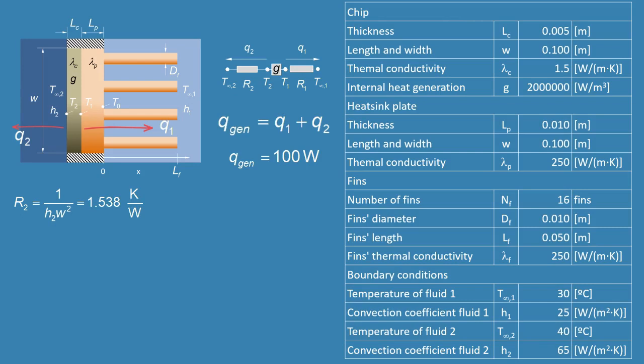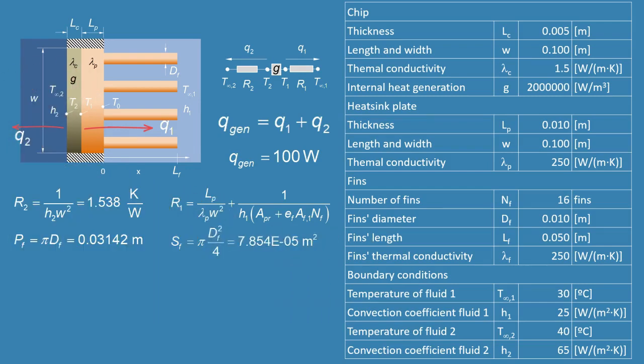The thermal resistance R2 is the convection resistance of a plane wall. The calculation of R1 is more complex. For one fin, the perimeter is pi times the diameter, and the cross-sectional area is that of a cylinder of diameter df. The Biot number is small enough to accept the one-dimensional conduction hypothesis.